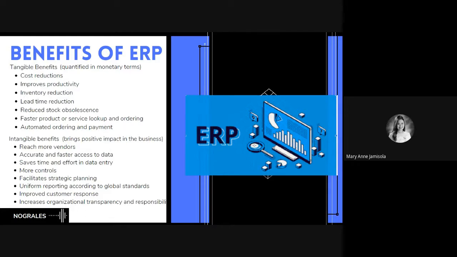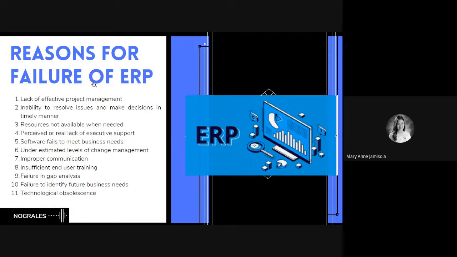So the ERP system itself can actually give us the financial statements. So there is no need for us to compute and prepare the financial statements manually. So just a few clicks and then just input the specific period, the specific report that you want to see or download. Then the ERP can generate it for us.